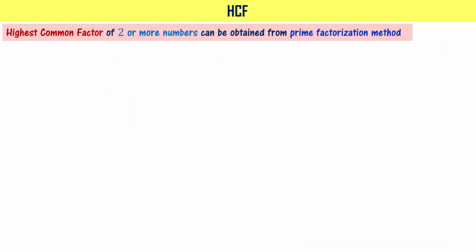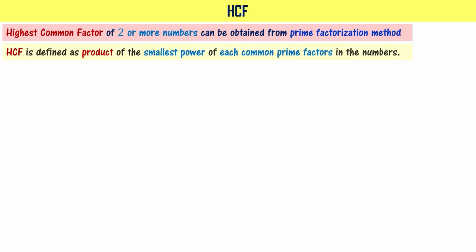Let us learn about HCF now. Highest common factor, or HCF, of two or more numbers can be obtained from the prime factorization method. Let's try to understand that now. HCF is defined as the product of the smallest power of each common prime factor in the numbers. Let's try to understand this definition with the help of an example.